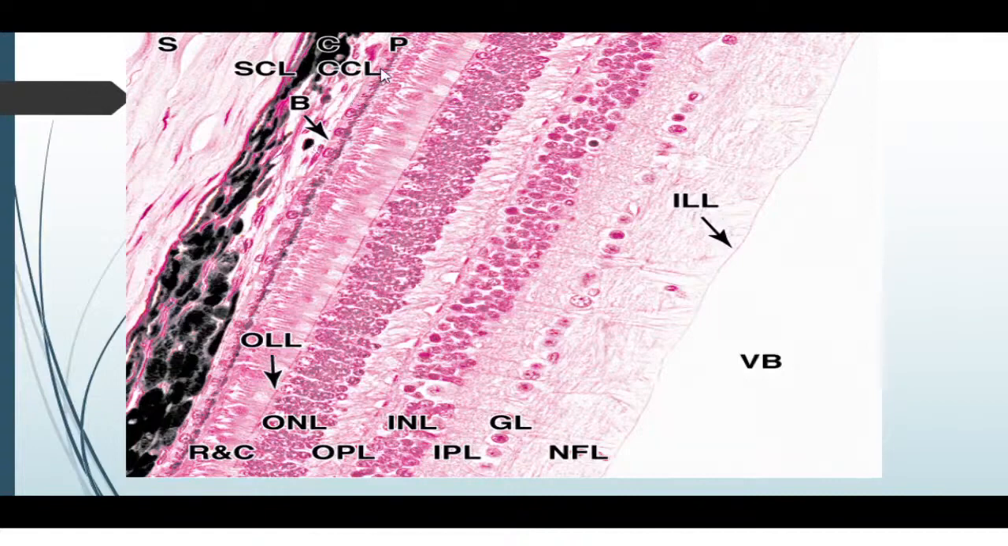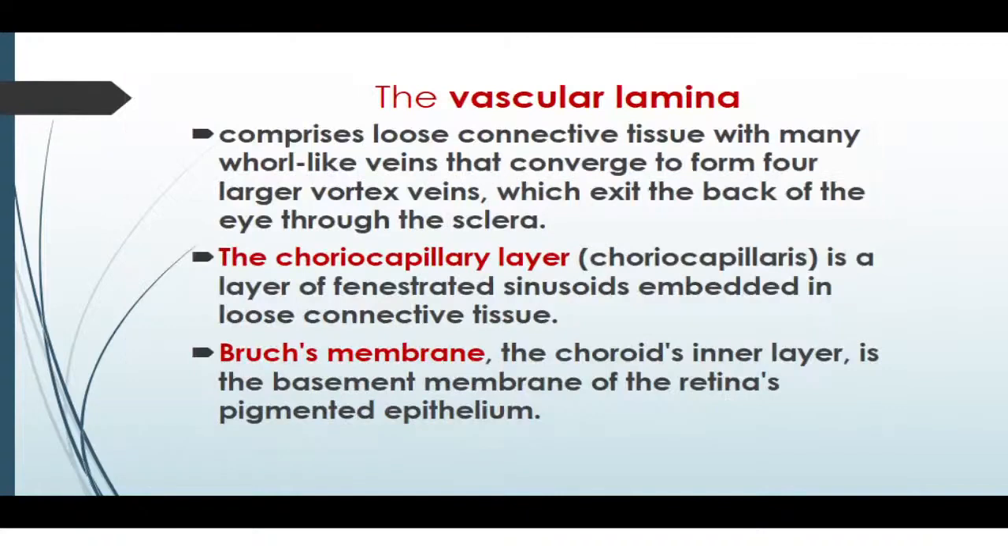Next will be the retina. Ten layers of retina, very well visible, but we will discuss it later. The vascular lamina comprises loose connective tissue with many large veins that converge to form four larger vortex veins, which exit the back of the eye through the sclera. The choriocapillary layer, or choriocapillaris, is a layer of fenestrated sinusoids embedded in the loose connective tissue. And last, this is Bruch's membrane.